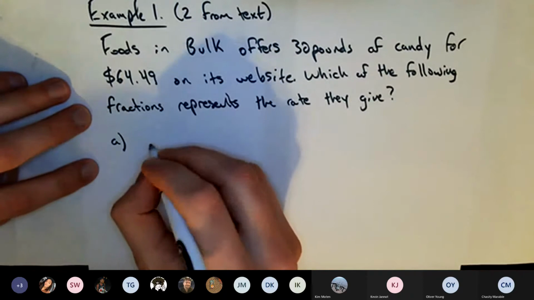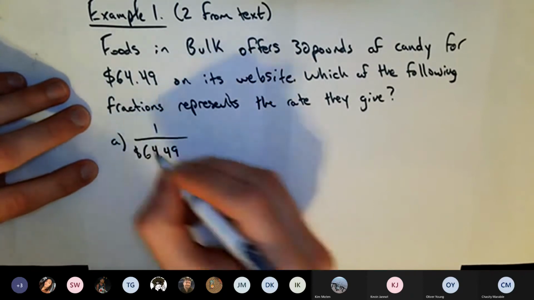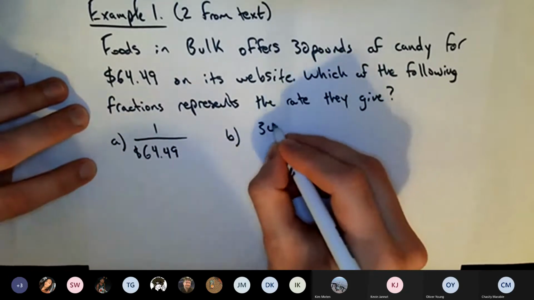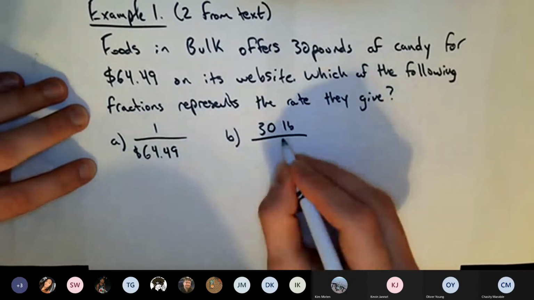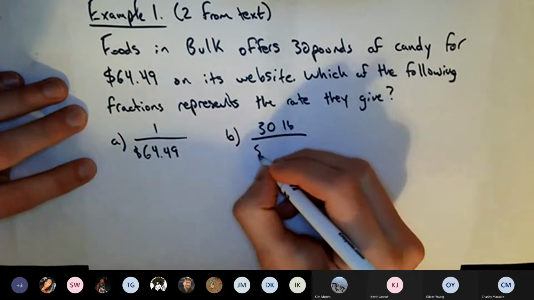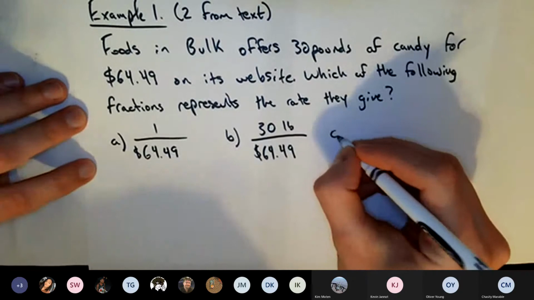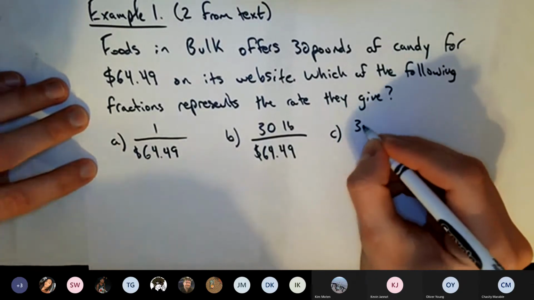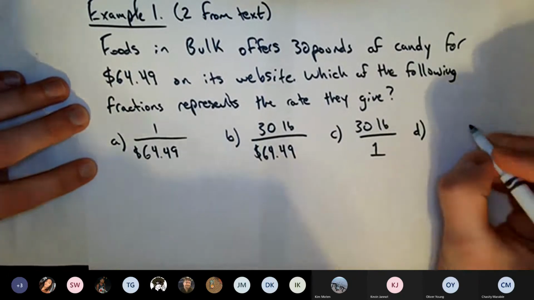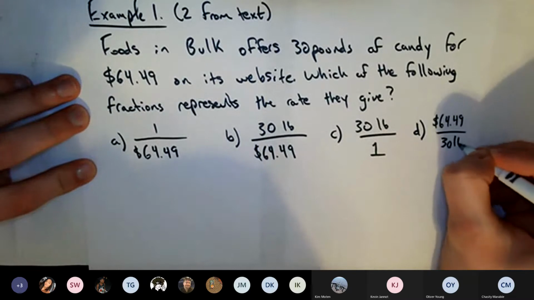So here are our choices. A, 1 over $64.49, with dollars attached, but no unit attached to the number 1. Answer choice B is 30 pounds over $64.49, where LB is the abbreviation for American pounds. Answer choice C is 30 pounds over just 1, and answer choice D is $64.49 over 30 LB.